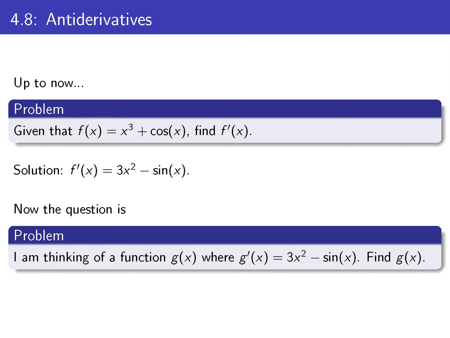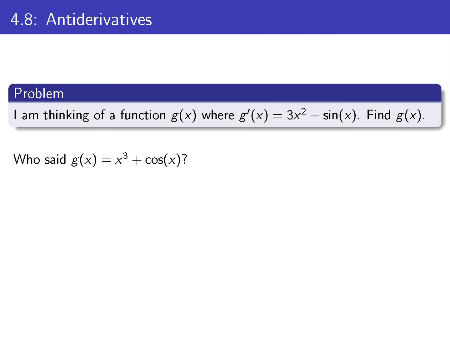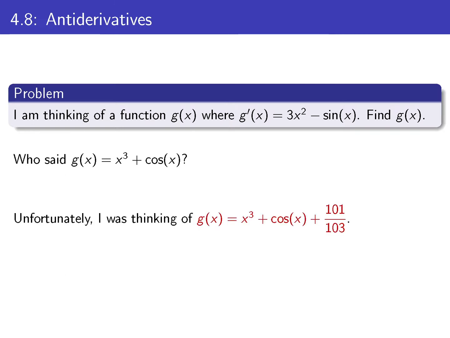So before we move on, why don't you try to answer my question? What function g am I thinking about? You should pause the video here and give yourself time to think about it. Did you get that g should be x cubed plus cosine of x? Well, even though the derivative of that function is 3x squared minus sine of x, it wasn't the function I was thinking about. I was instead thinking about the function x cubed plus cosine of x plus 101 over 103.